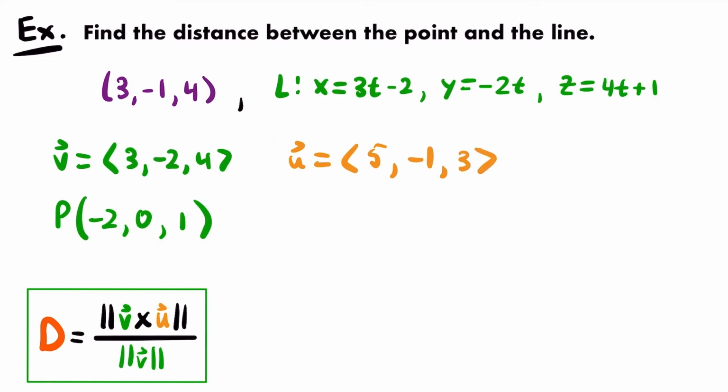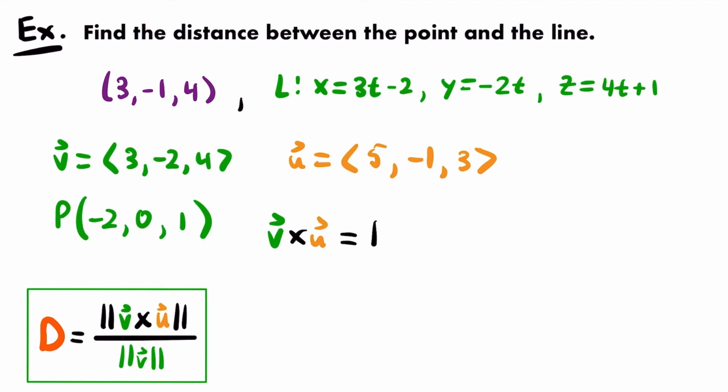Okay, and so now we have both vector v and vector u, which means that we can now work on finding the distance between this line and this point. And our next step will be to take the cross product of vector v and vector u so that we can take the magnitude of that vector and divide it by the magnitude of vector v. All right, so let's calculate the cross product here. We're going to find the cross product of vector v and vector u.